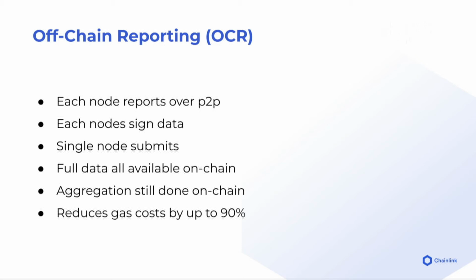OCR basically has each node reporting their result over a peer-to-peer network, and that result is signed by that node. And then what ends up happening is one single node ends up submitting that on-chain. So all of the data from all of the nodes is available to everyone, and the aggregation is still done on-chain, so you can still know that it's being cryptographically proven. But this technique actually reduces gas costs by up to 90%, which is a huge deal depending on the networks and the amount of transactions you're pushing through.